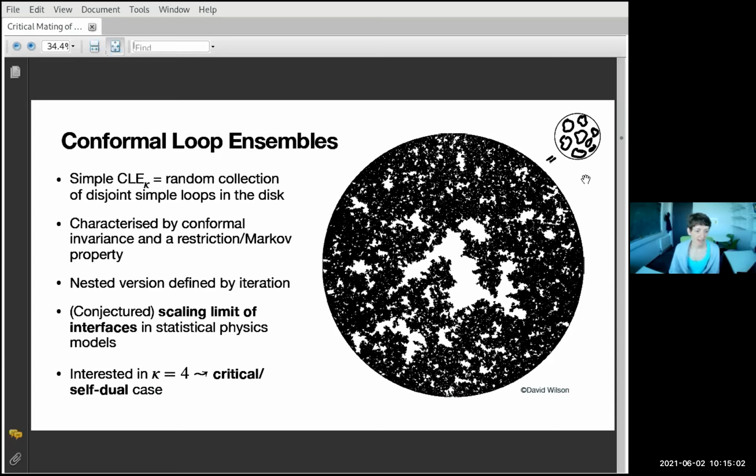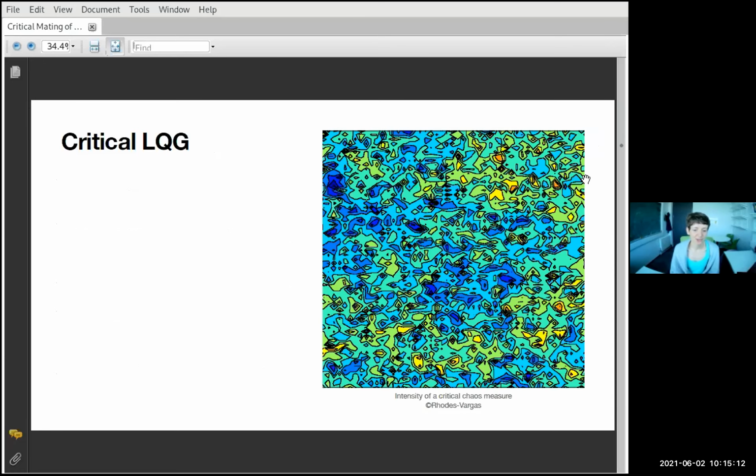Right, so that's CLE4, and now I need to define the other object, which is critical Liouville quantum gravity. We heard a little bit about this in the talks yesterday from Nina and also from Rémi Rhodes. This again is a family of objects, but now instead of being a family of random loop configurations, it's a family of random measures which are defined in some simply connected domain from a Gaussian free field.